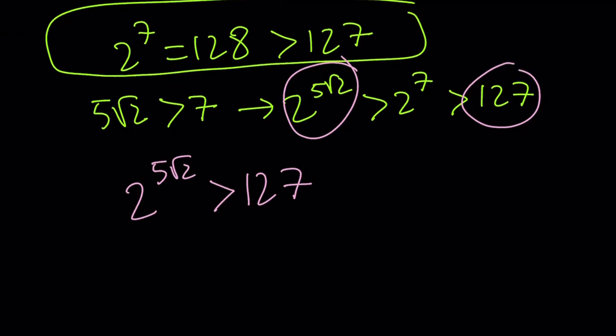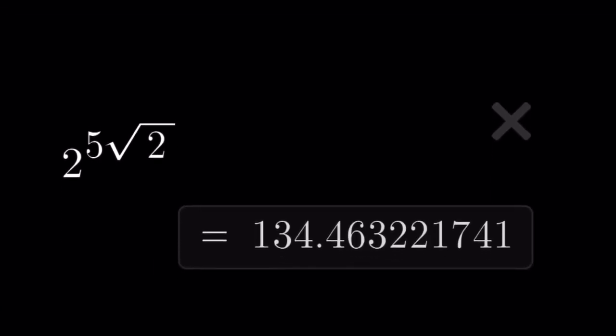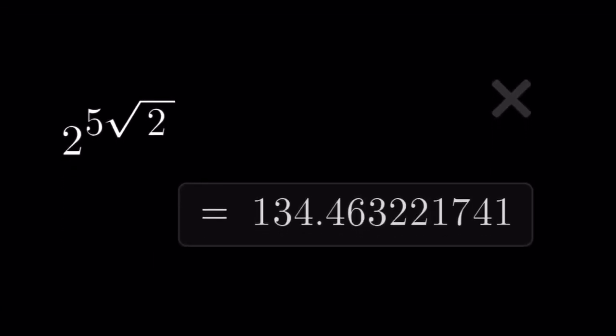Let's go ahead and take a look at numerical values. I mean the numerical value, right? Because there's only one value we need to worry about, and that is 2 to the power 5 root 2, which happens to be approximately 134. Pretty close to 134, maybe 0.5 you can say if you want, but that's it. So 2 to the power 5 root 2 is greater than 127.